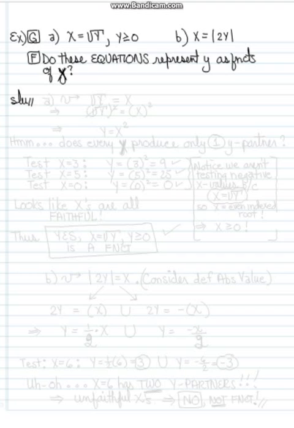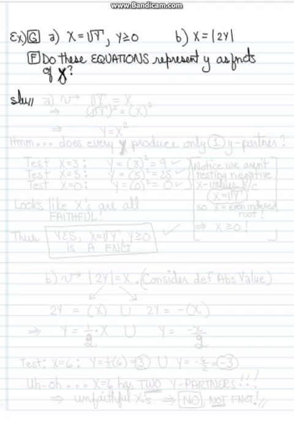Here we're given two equations. The first one, part A, is x equals the square root of y with a restriction on the range. Y has to be greater than or equal to 0, of course, because you're not going to take the square root, an even index root, of anything that's a negative number. And part B is x equals the absolute value of 2 times y. Then we're asked to answer this question. Do these equations represent y as a function of x? Y as a function of x.